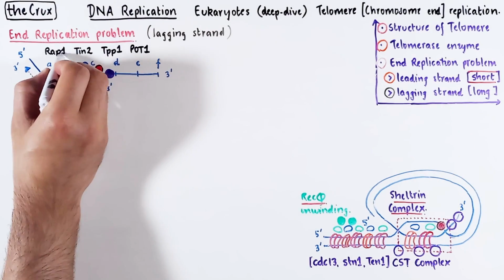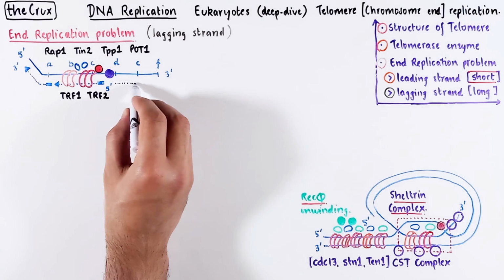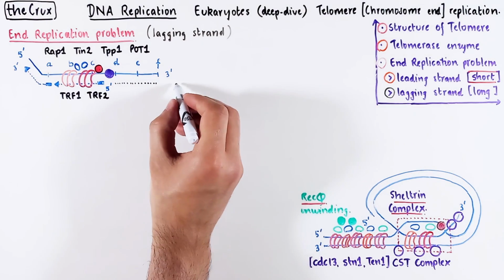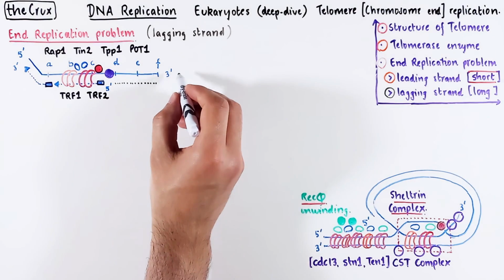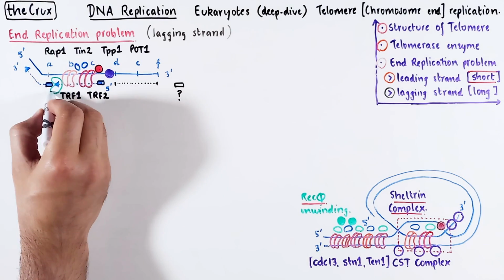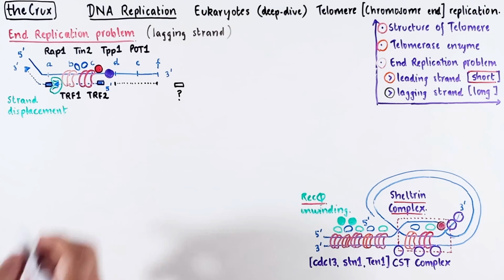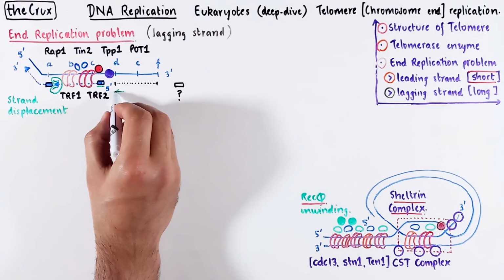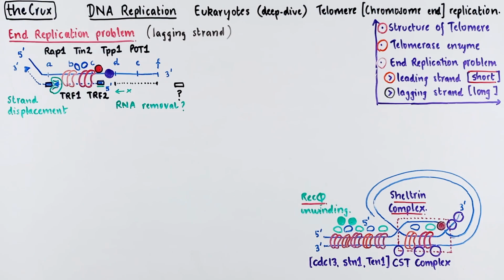Now, a couple of challenges arise during this replication process. First, the replication of D, E, and F positions remains incomplete, since there is no available template to generate an RNA primer for the formation of a new Okazaki fragment. Secondly, the RNA primers at the front of the Okazaki fragments are displaced by the advancing DNA polymerase. Unfortunately for the last Okazaki fragment, there is no polymerase to get rid of the RNA primer. Then how do you remove this RNA primer?